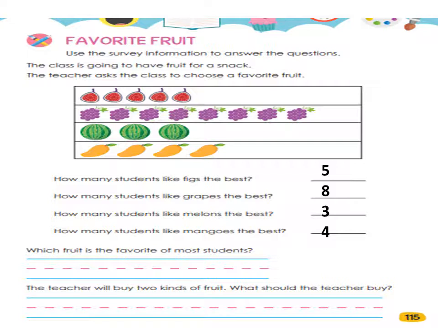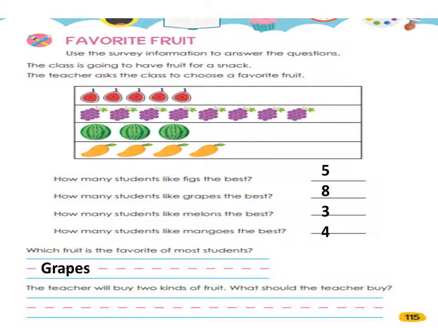What do these numbers tell us? We will find out now. Which fruit is the favorite of most students? Think, which is the favorite that most students like? Excellent. Grapes. 8 students like grapes. It's the biggest number here, and it has more pictures in the graph. So grapes is the most favorite.